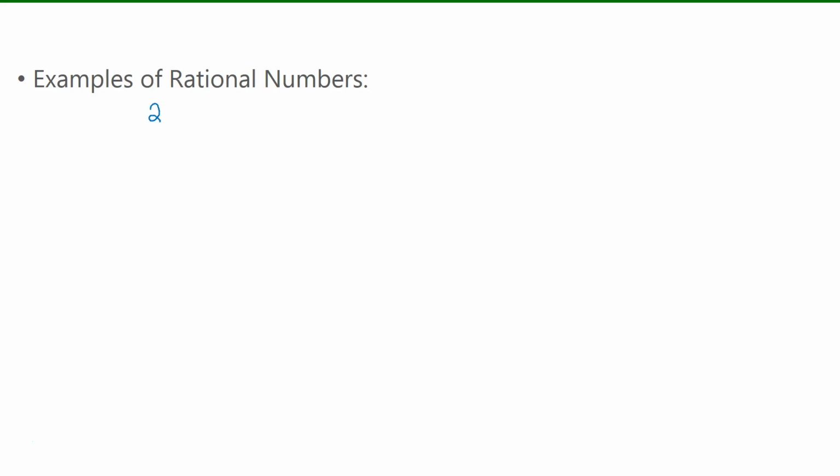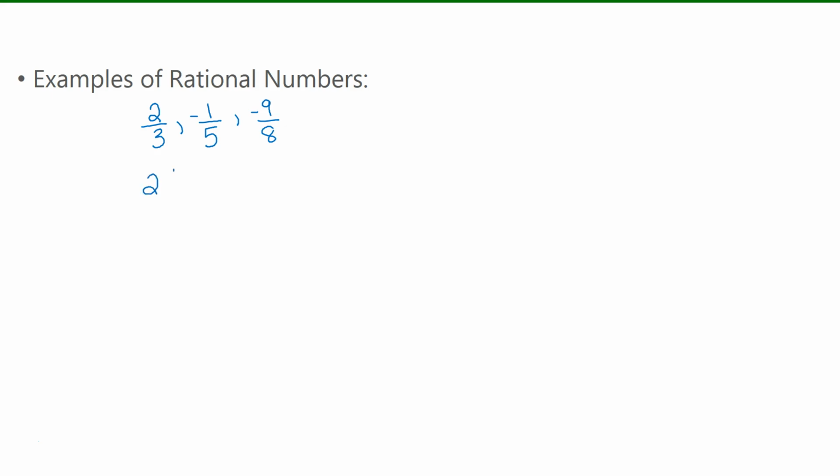So as I mentioned, fractions like 2 over 3, negative fractions like negative 1 over 5, or even improper fractions like negative 9 over 8. These are all rationals because they are fractions that have integers in the numerator and the denominator.